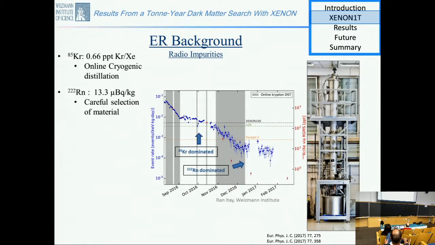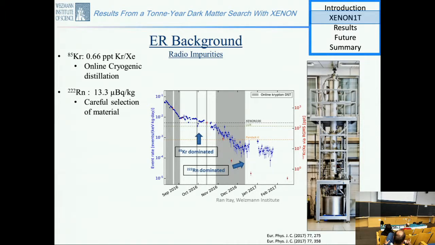And as you can see, at the beginning of the run of the distillation column, we were dominated by krypton 85. But already at the beginning of the science run, we were dominated by radon 222, and we have achieved the lowest level of ER background ever achieved. These are previous levels for PandaX, LUX, and XENON100. Radon 222, we get roughly 13.3 microbecquerel per kilogram. We reach that number by careful selection of material. We screen everything to measure that, and this is actually the next step to reduce this for future experiments.